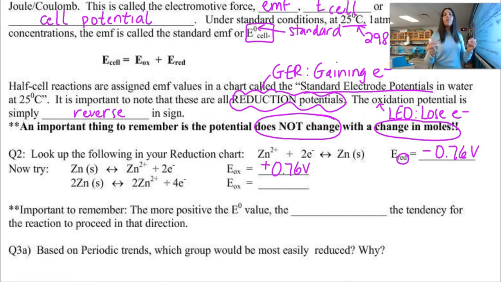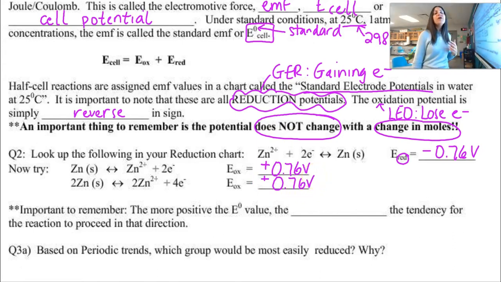Similar to when we were doing delta H values, for example, with Hess's law, if you multiply by 2, you have to multiply your delta H by 2. We're not doing that here. So in this case, the voltage is going to remain the same. So 2 zinc solid plus 2 zinc 2 plus 4 electrons, it doesn't matter that we just multiplied everything by 2, it is still 0.76 volts. So keep that the same.